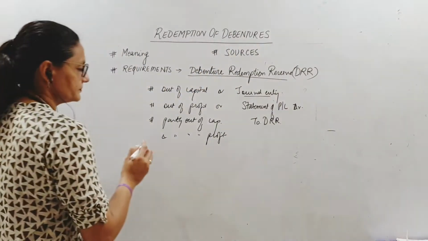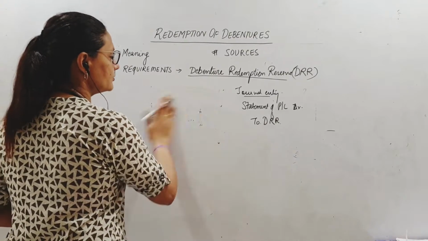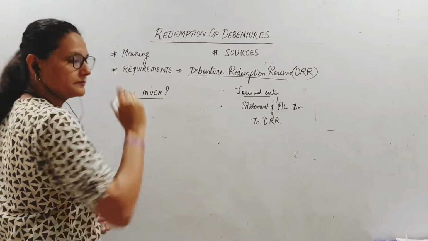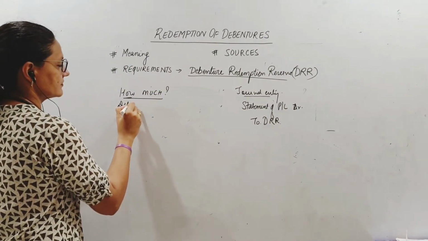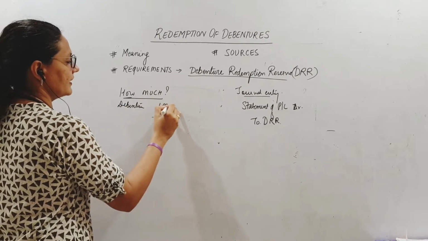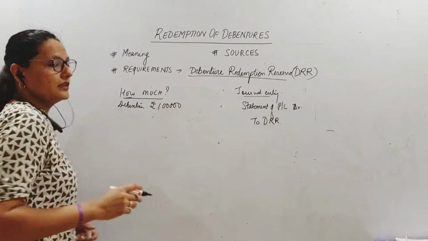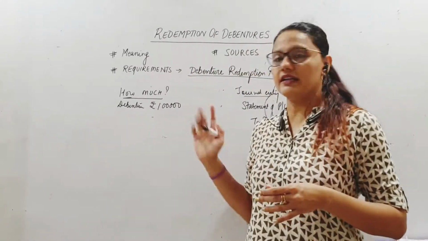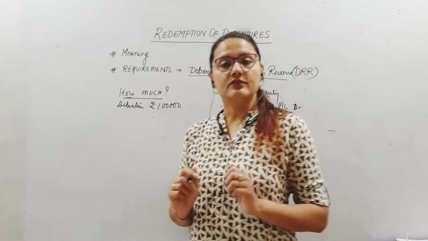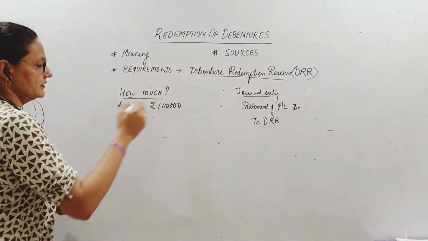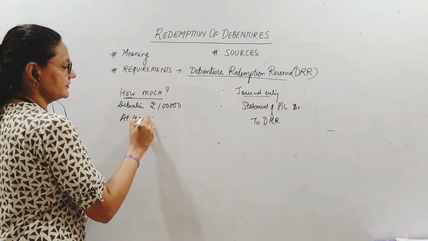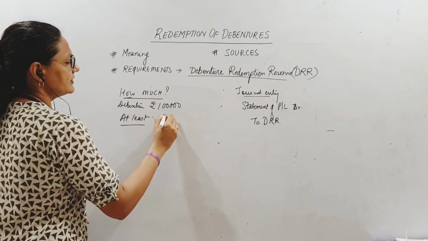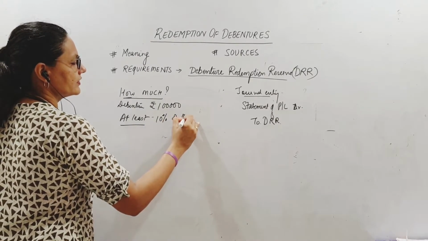Now, if I tell you how much to create DRR, it's very simple to understand. Suppose your debentures are of 1 lakh, meaning total debentures issued is 1 lakh in your books. So if it is 1 lakh, you need to create at least, I'm saying at least, you can create more than that also, at least 10% of 1 lakh.